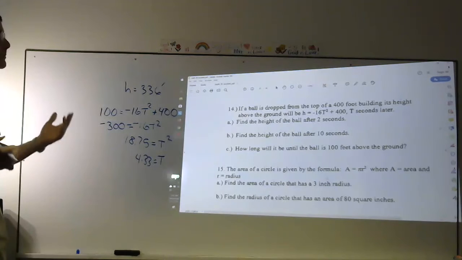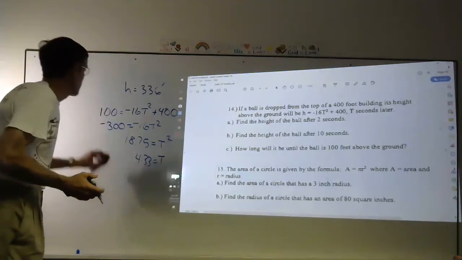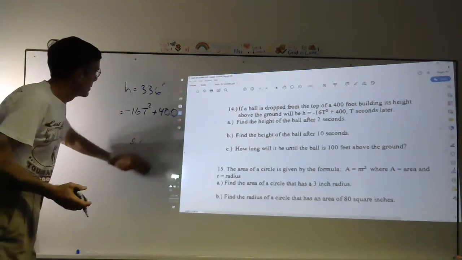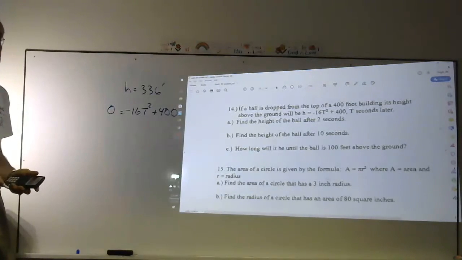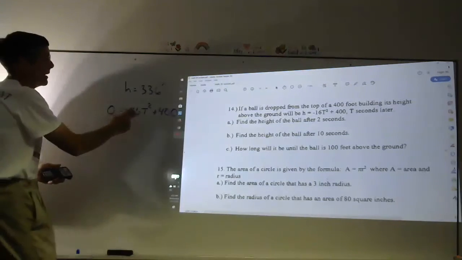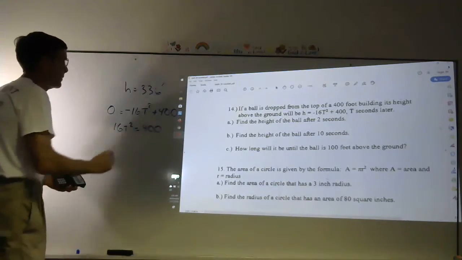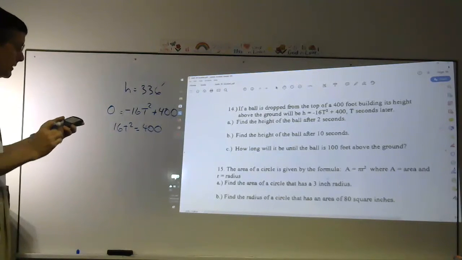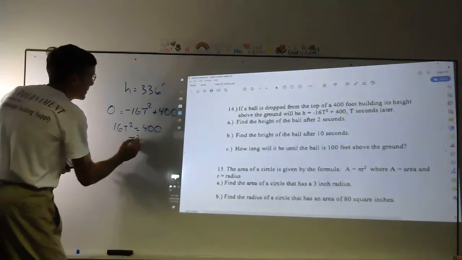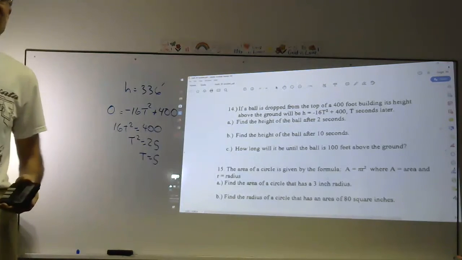4.33 seconds. Now, it would be interesting to find out how long it takes the ball to hit the ground. How long would it take the ball to hit the ground? Well, what we want to do is find when the ball's height above the ground is 0. Okay, so I would add this over to this side. 16t squared positive is 400. So divide by 16, get your answer, and take the square root of that. And I get t squared when I divided was 25. So it only takes 5 seconds to hit the ground.